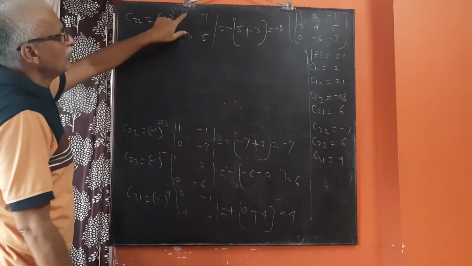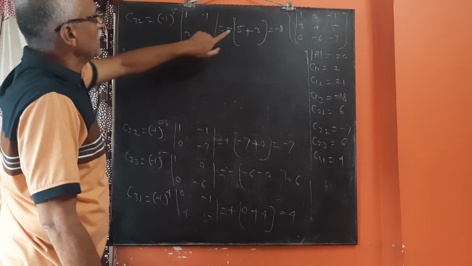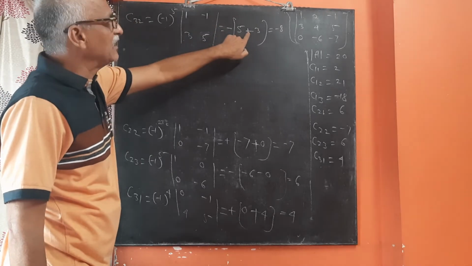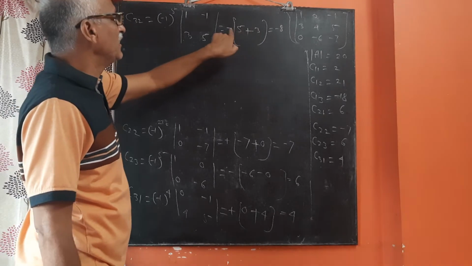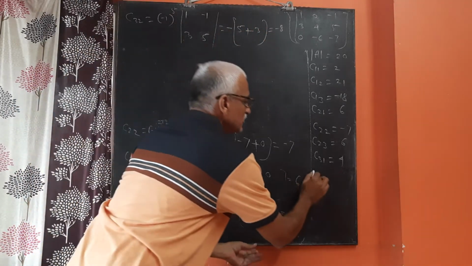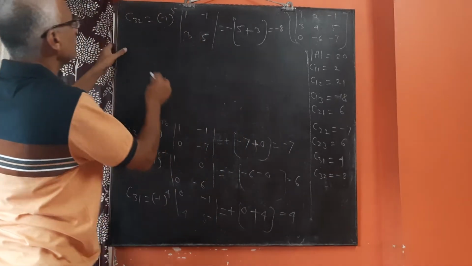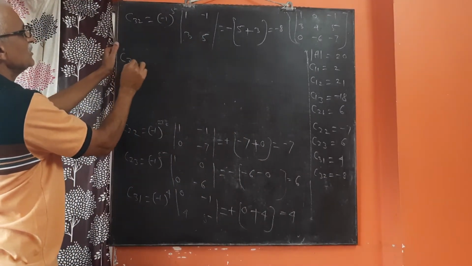See here, 1 into 5 is 5, minus 3 into -1 is minus of minus 3, which means plus 3. 5 plus 3 is 8, and 8 with the negative sign is -8. So the value of C32 is equal to -8. Then comes the last element, that is C33.